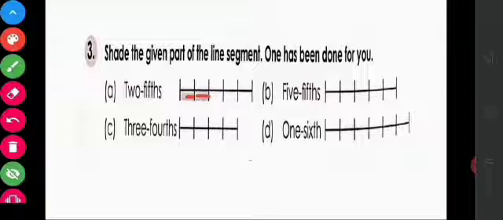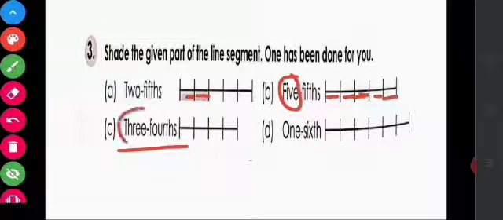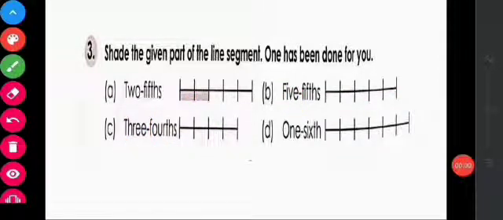How many parts do you have to shade? 5. In the numerator, what is given? 5. So shade 5 parts. 1, 2, 3, 4, 5. And the next one, 3/4. How many parts do you have to shade? 3. 1, 2, 3. And then the next one, 1/6. How many parts do you have to shade? 1. Okay children.